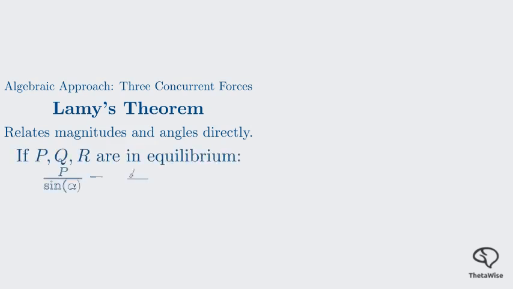Here is Lami's theorem. It states that if three forces, P, Q, and R, acting at a point are in equilibrium, then each force is proportional to the sine of the angle between the other two. Let's be very clear about the angles. Alpha is the angle between forces Q and R, beta is the angle between P and R, and gamma is the angle between P and Q.